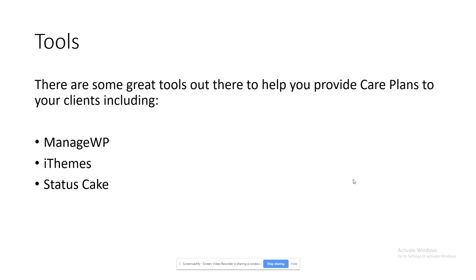So, how do you do it? Here are some of the tools that we use at Rocket WP to provide care plans to clients. ManageWP, iThemes, and StatusCake are the three main tools that we use. ManageWP is great. There are other tools out there, things like WP Butler, InfiniteWP, and MainWP. In essence, they all do the same.